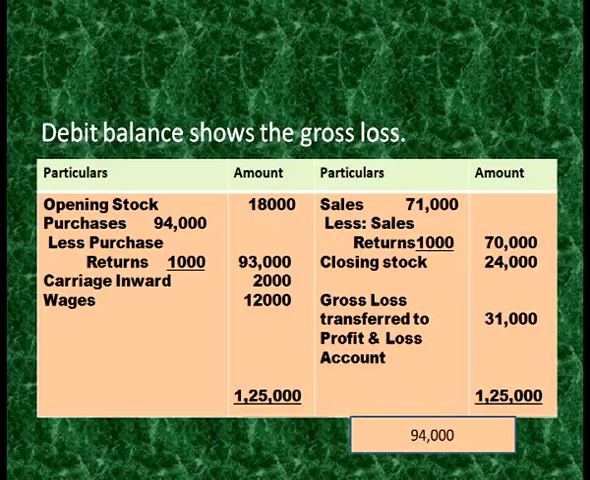Now you can see a debit balance example. In this case, if you see the debit side, the total is 1,25,000, whereas the credit side, the items amount to only 94,000. As a result, the debit side is more than the credit side, so the difference 31,000 has become a gross loss which is placed in the credit side of trading account.